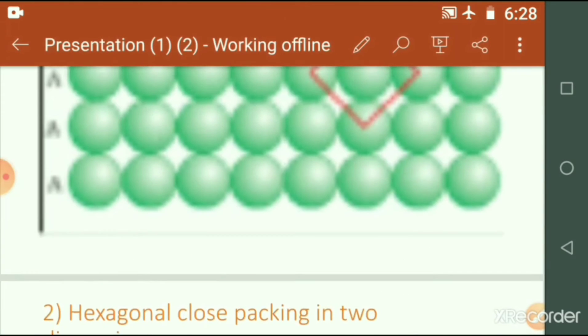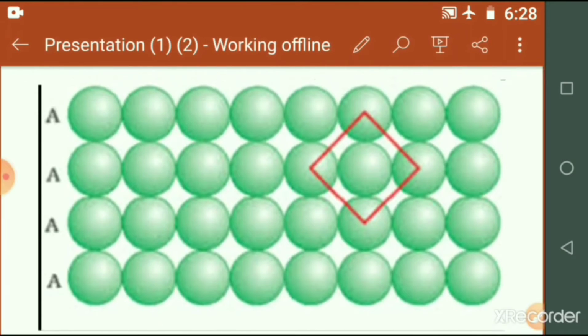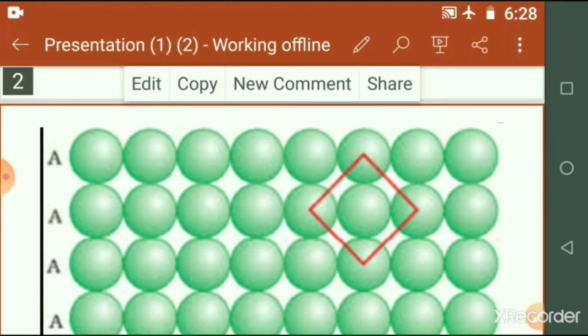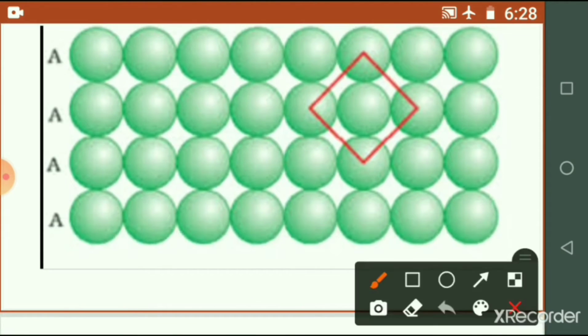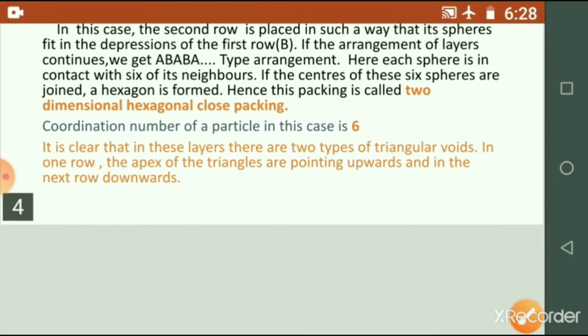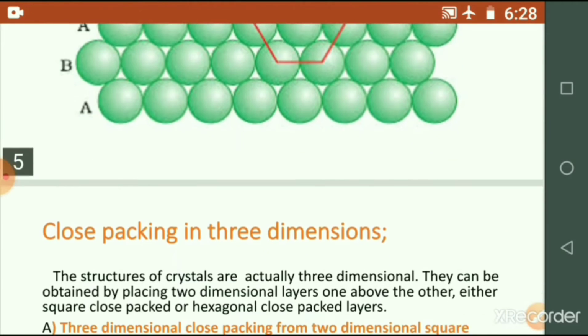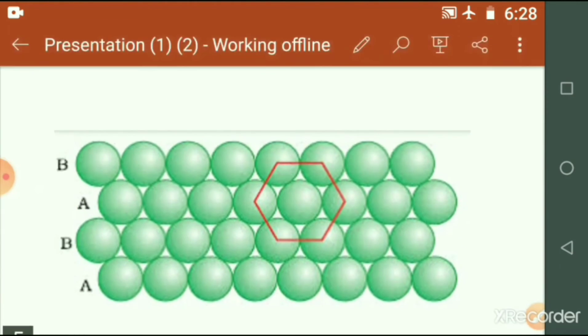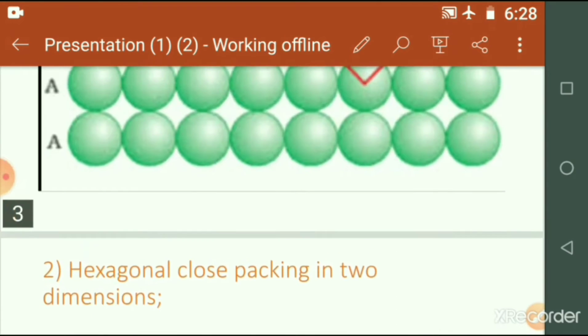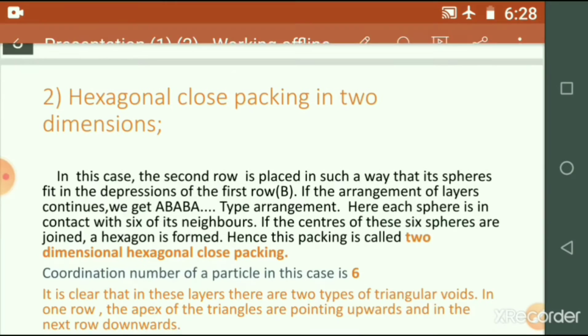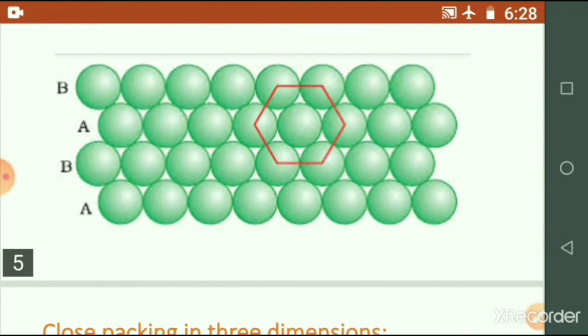Now, in two-dimensional square close packing, here we see diamond shaped voids, whereas in hexagonal close packing there are triangular voids which are in opposite directions in every alternate layer. Now what have we seen? From one dimension, we have seen two types of close packing: one is square close packing, and the other is hexagonal close packing.